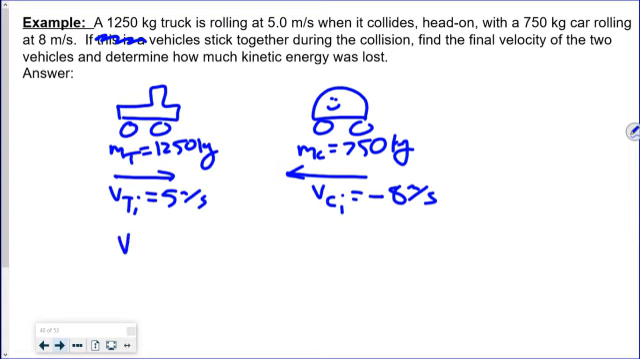So there's some velocity for the truck final, and there's some velocity for the car final. But I know those are equal to each other, right? Because they are stuck together. So let's call the two final velocities VF. Okay? And so now all we're going to do is we're going to solve this.